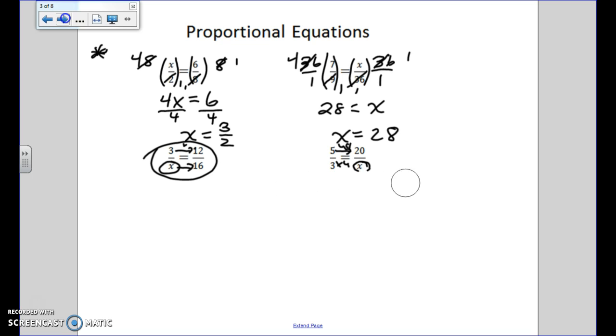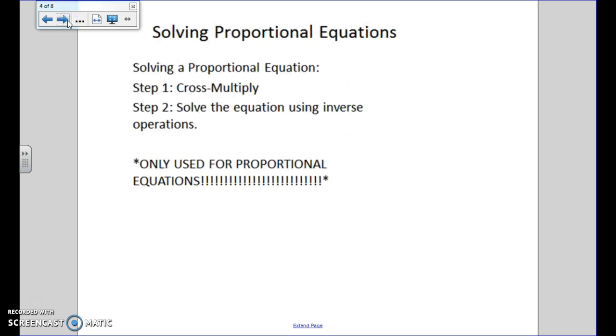So we're going to learn a strategy for solving proportional relationships today. And I want to make very, very clear that a proportion is a fraction equals fraction. Okay, I hope that I made that clear what a proportion is. A fraction that equals another fraction. Okay, that's the relationship that we're looking for.